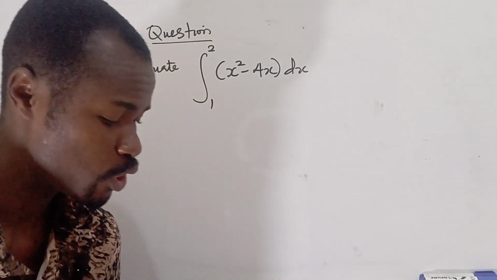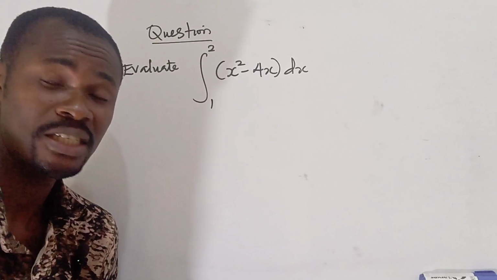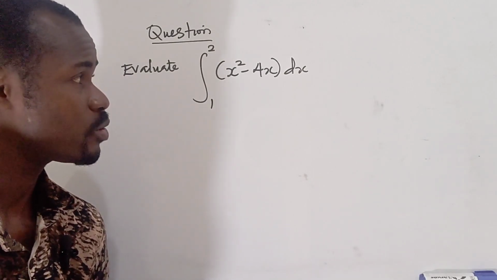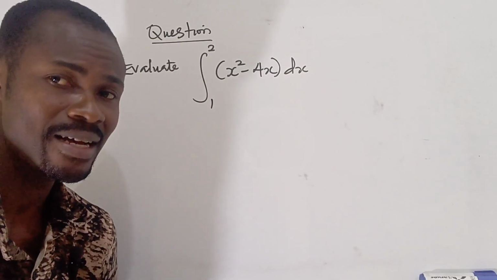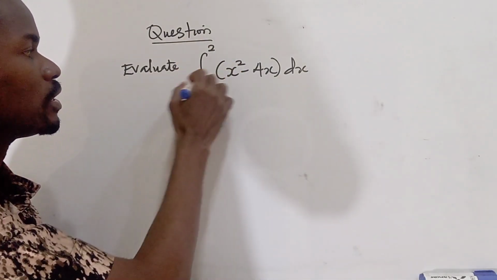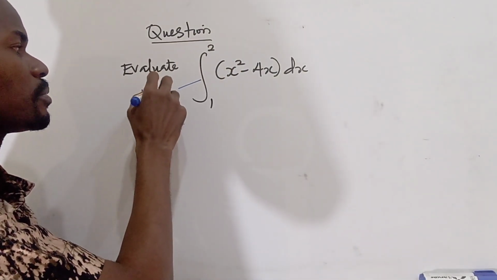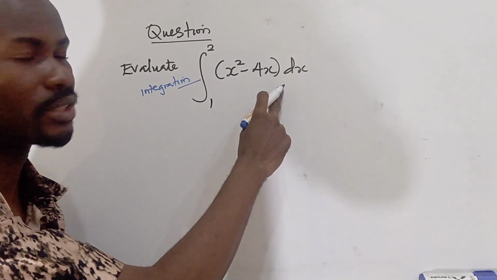Alright, so today we have a question on the board. You can feel free to pause the video and attempt the question and come back to this video. All right, so let's look at the problem. The problem is on calculus, and on calculus, we have it as what? Integration. So whenever you see this symbol, this shape is called what? Integration. So we are meant to integrate this expression.